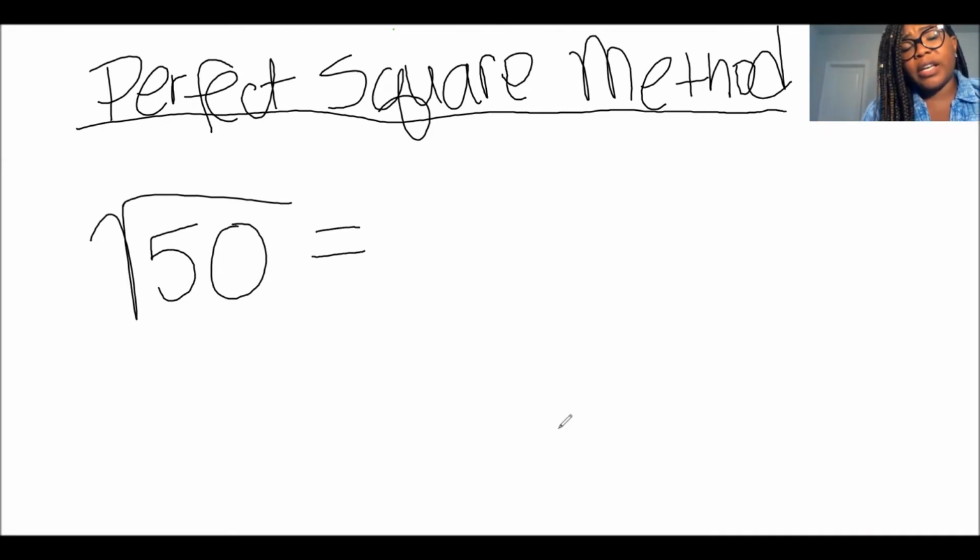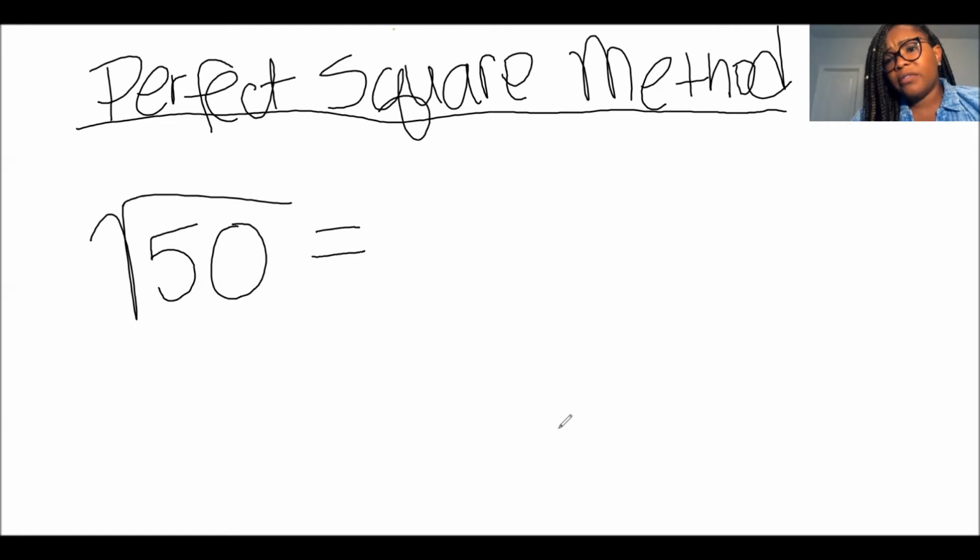Well, first thing is, what does it mean to simplify? Well, to simplify means to break it down into its smallest parts. So in order to do that, we have to factor out 50. What is 50 made of? So to the right of my screen, I'm going to write out all of the factor pairs of 50.